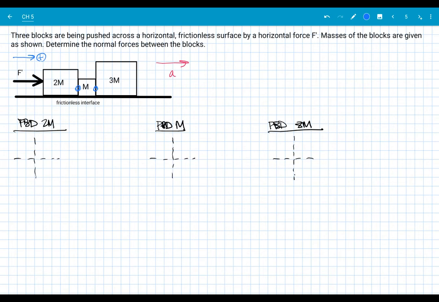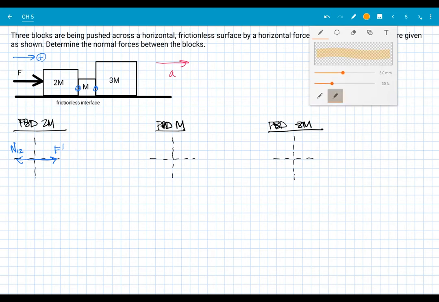So because it's in contact there, we can only write down what's actually touching the block apart from weight. So F prime is going to be directed to the right for this block. What else is touching it? Well, I have the interface between 2M and M that's in contact there. So that interface will be pushing left. The M block will be pushing left on the 2M block. That's a normal force. I'll call that N12. And that's going to be at the interface between blocks M and 2M.